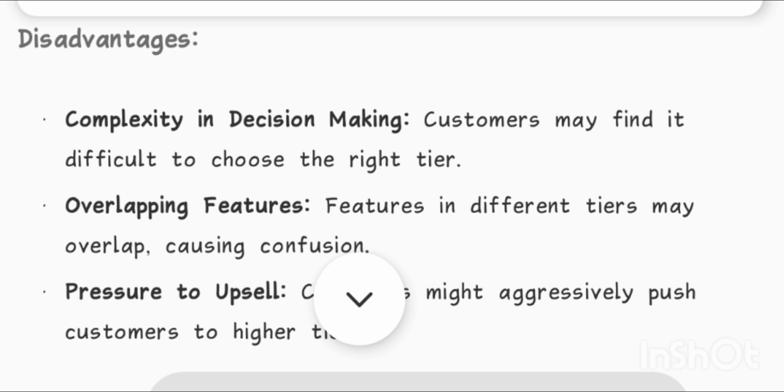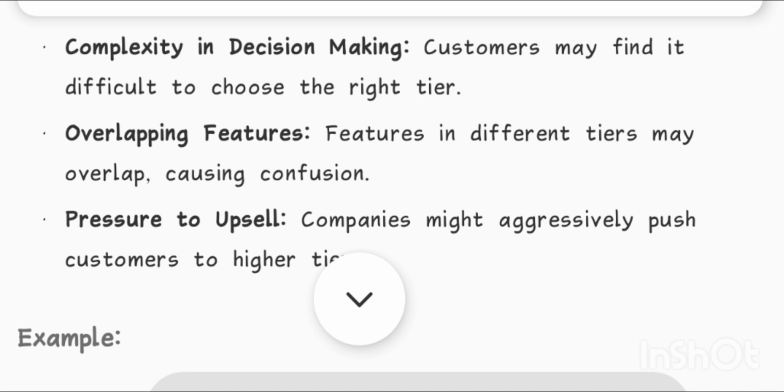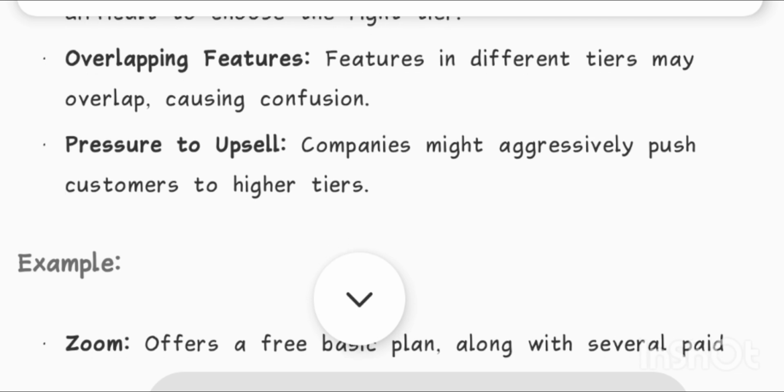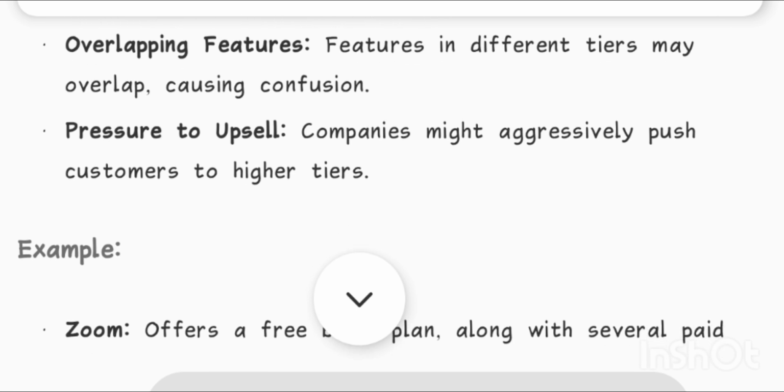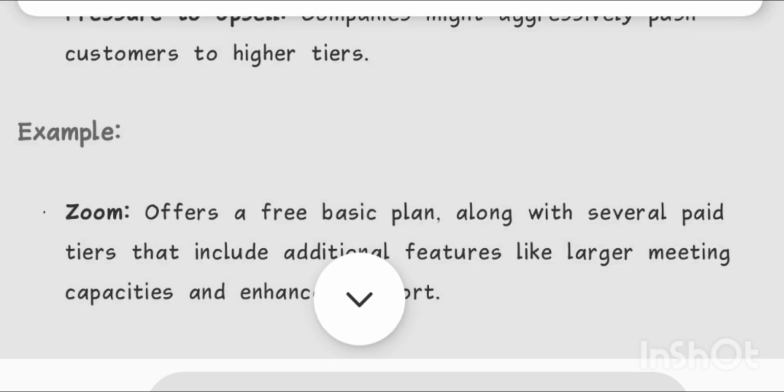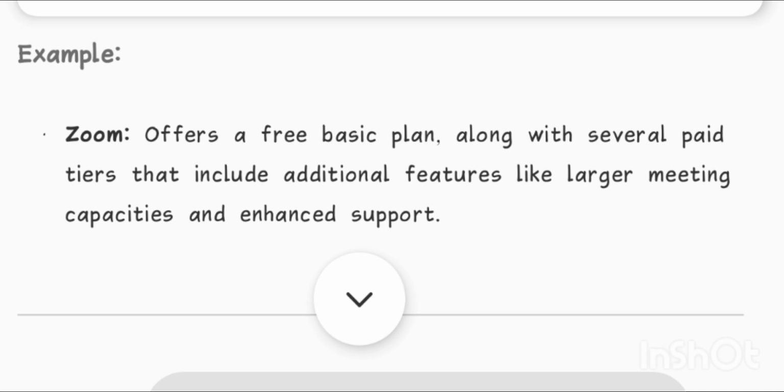Disadvantages. Complexity in decision making. Customers may find it difficult to choose the right tier. Overlapping features. Features in different tiers may overlap, causing confusion. Pressure to upsell. Companies might aggressively push customers to higher tiers. Example, Zoom offers a free basic plan along with several paid tiers that include additional features like larger meeting capacities and enhanced support.